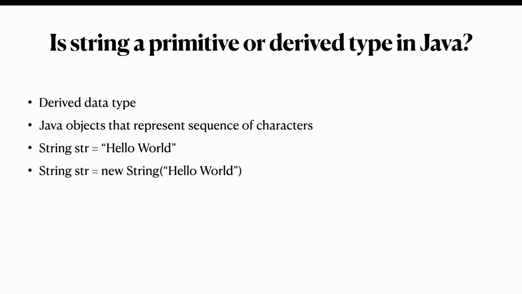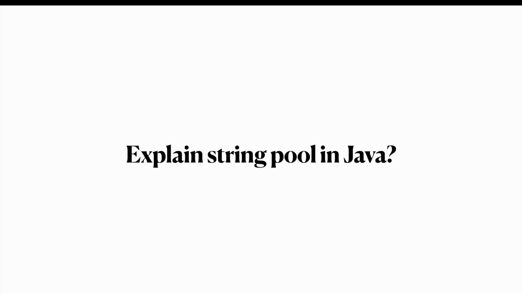String is a derived data type in Java. Although you can initialize a string like a primitive data type using the assignment operator, internally it is a sequence of characters. This is how you can initialize a string: str = "hello world", and you can also initialize it using the new keyword.